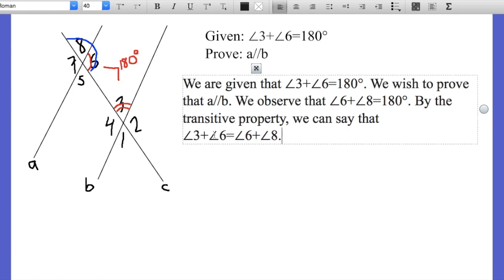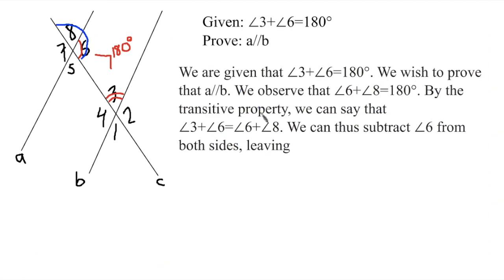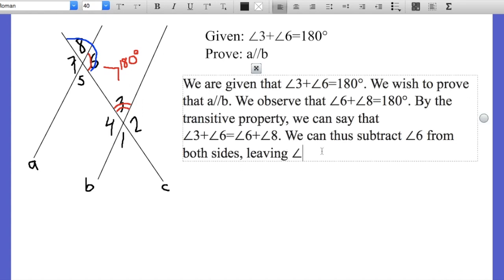Now, looking at this statement carefully, mathematically, we have angle 6 appearing on both sides of an equal sign. Hopefully your math alarms are going off and you go, oh, same thing on both sides. So we can subtract angle 6 from both sides. If I remove angle 6 from both sides, this goes and this goes, looks like 3 equals 8. So angle 3 is equal to angle 8.